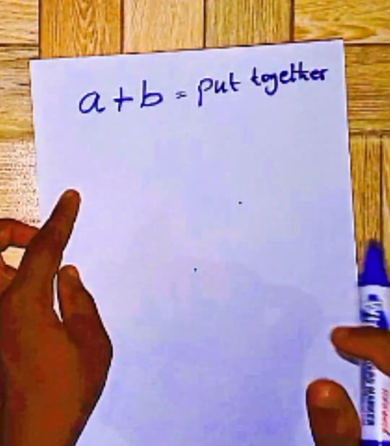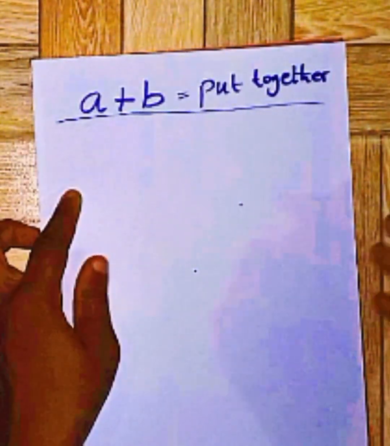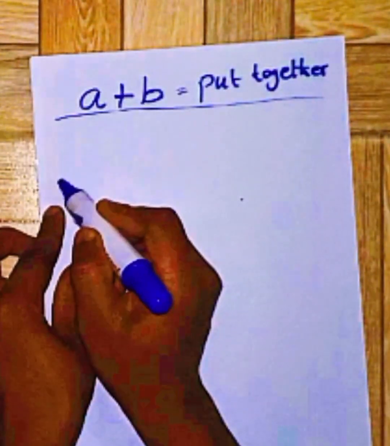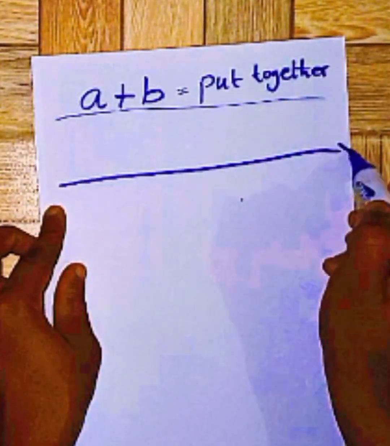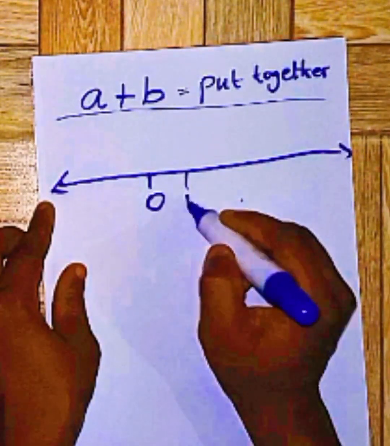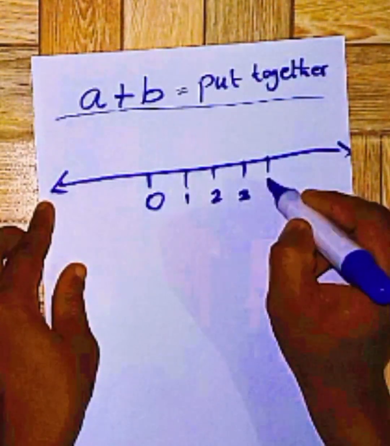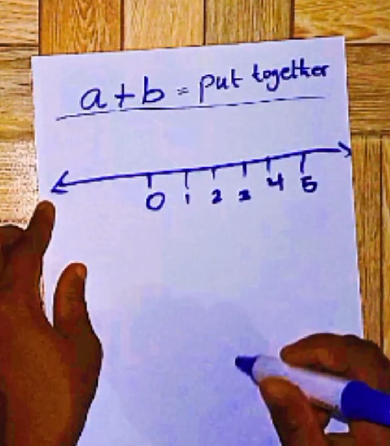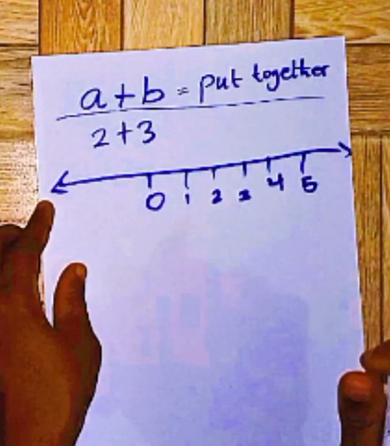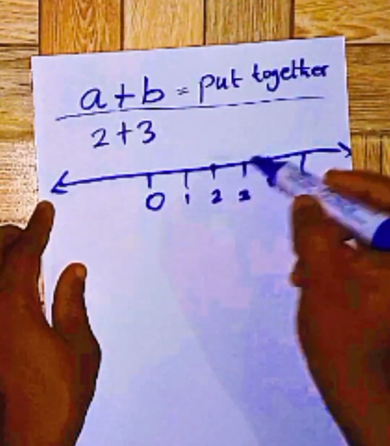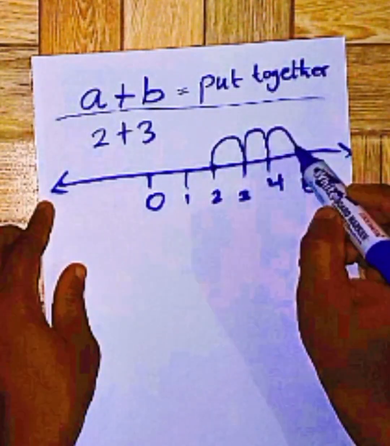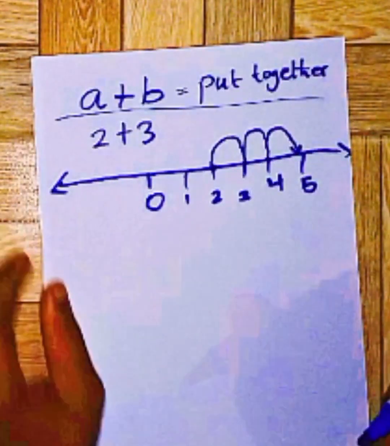Okay, so aside from saying put together, how can we represent addition again? In other ways, we can represent addition on the number line as follows. Let's say we have a number line like this, and the 0 is here, and we have 1, 2, 3, 4, and 5. Now, if you have, for example, 2 plus 3, this means that you have 2 and you are going to move to the right 3 times, 3 units to the right. Okay, that is addition.